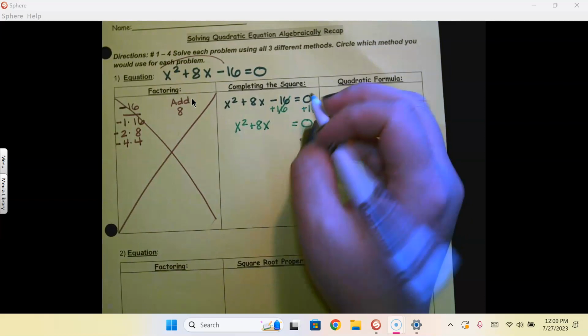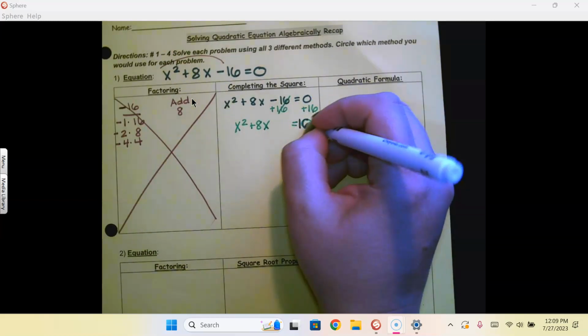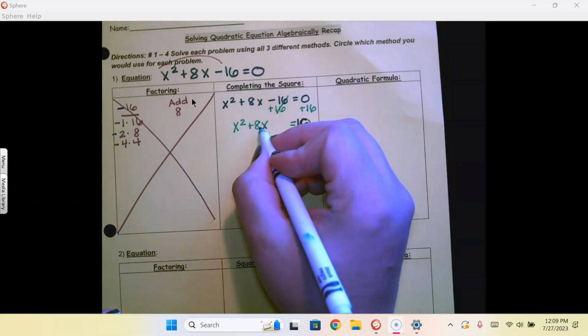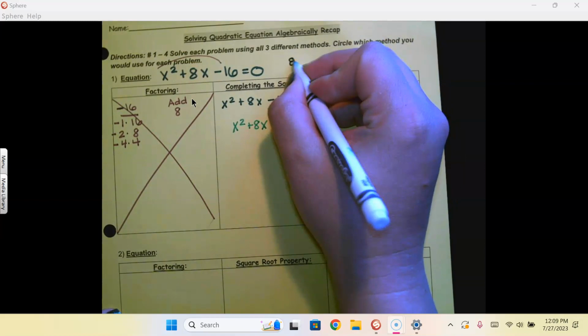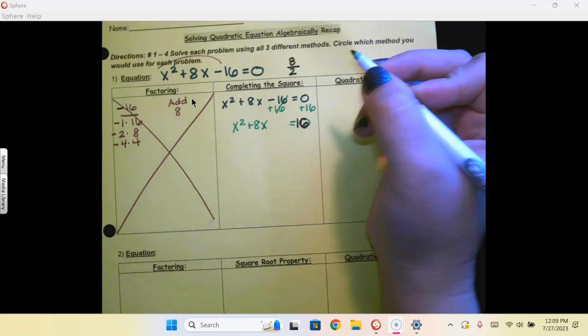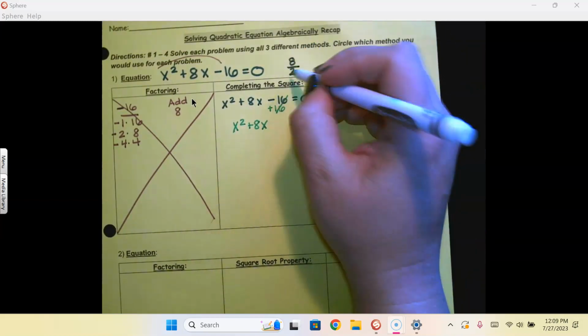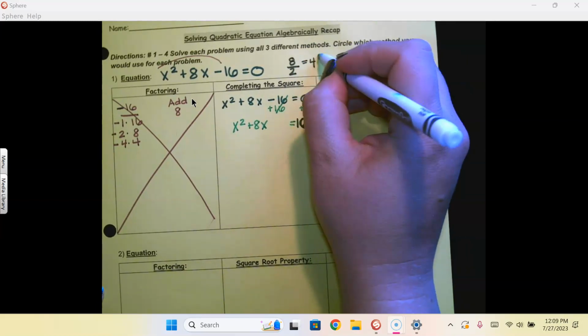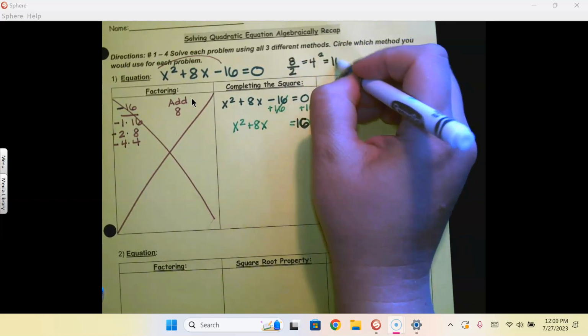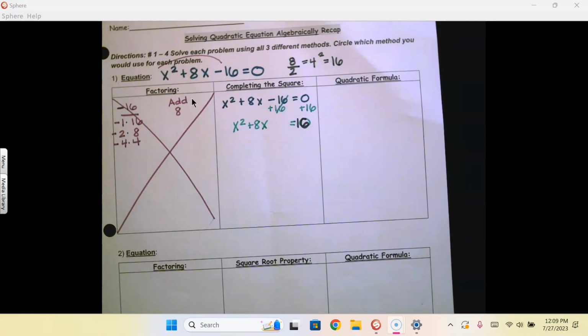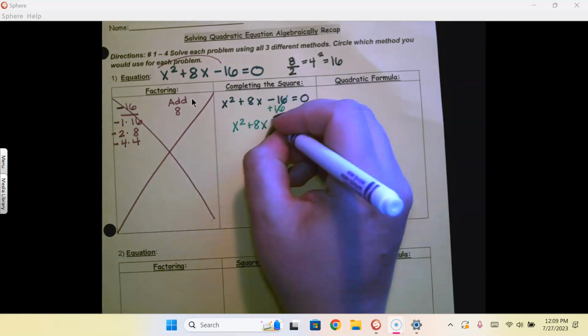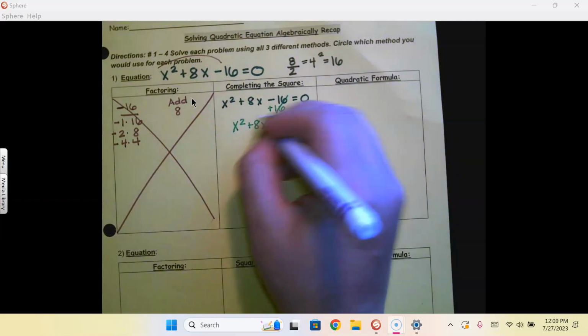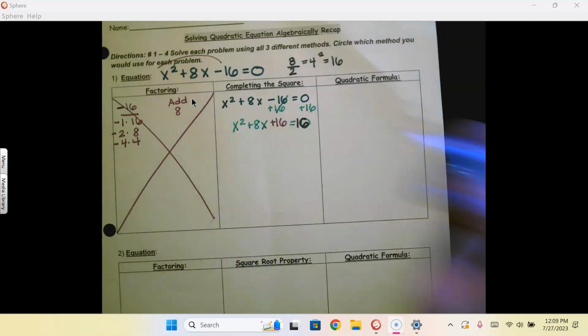That's our goal. To do that, oops, I just realized with the 16, 0 plus 16 is 16, so that should be a 16. To complete the square, we're going to take this 8 and divide it by 2. We always take the B term, divide it by 2, and then square it. And that is 16. So that is the number that, if we add it into the problem here, is going to be factorable as a perfect square.